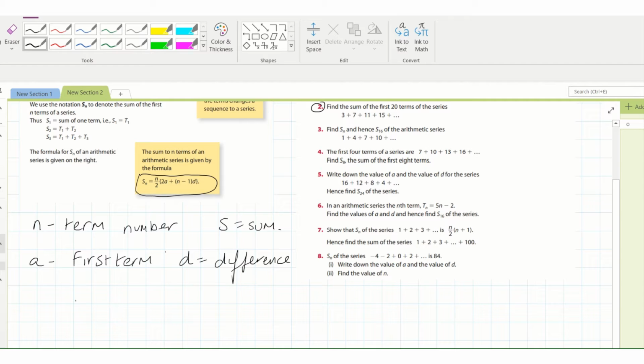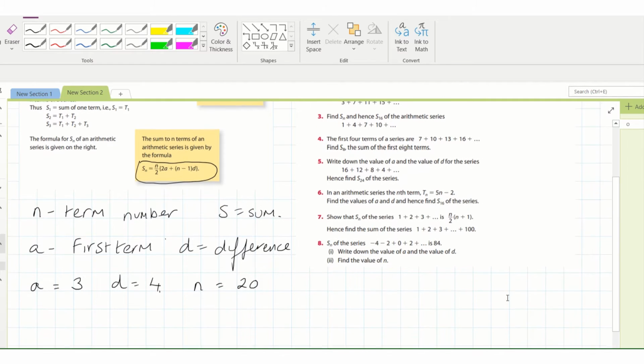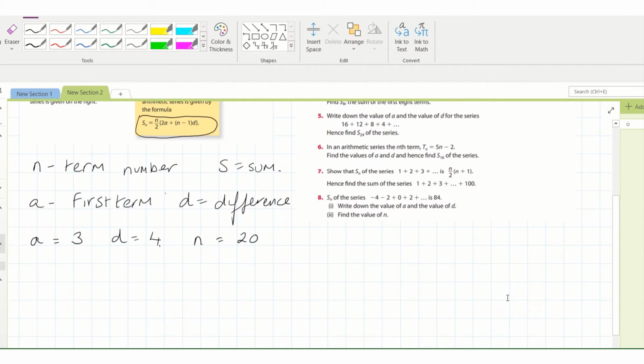So we identify our a, which is our first term, and d, which is our difference. So the first term here is 3. The difference is 4. Because it's the first 20 terms, our term number n is equal to 20. So given that information, we can now go ahead and put that into our formula and find out the answer.